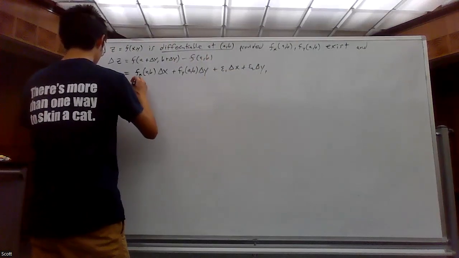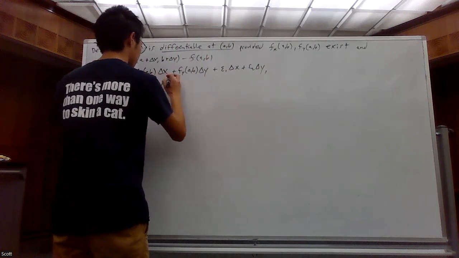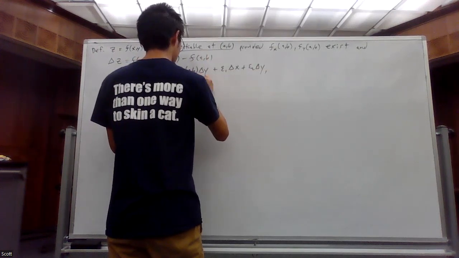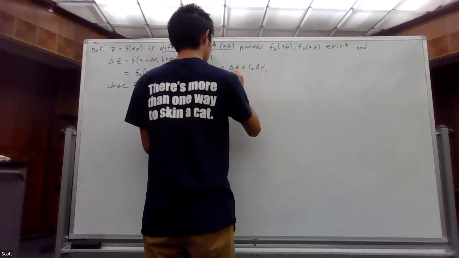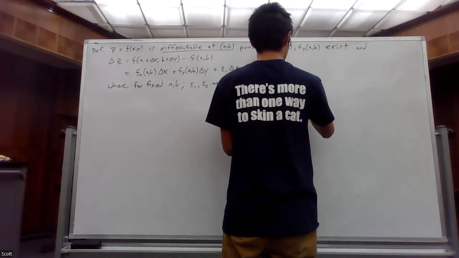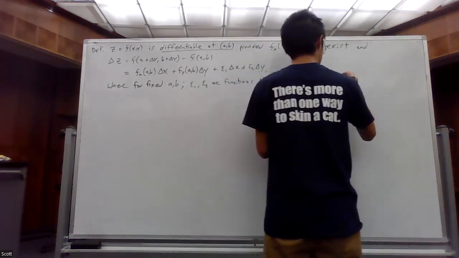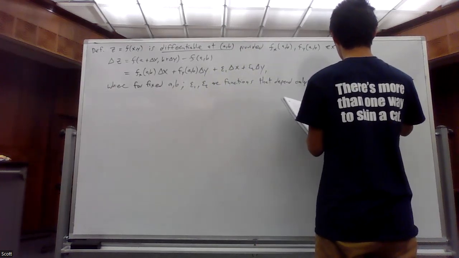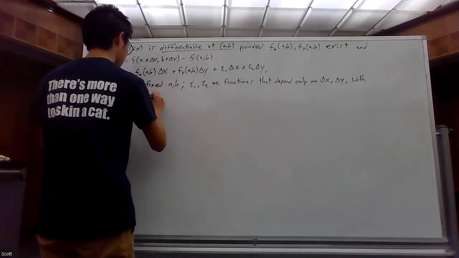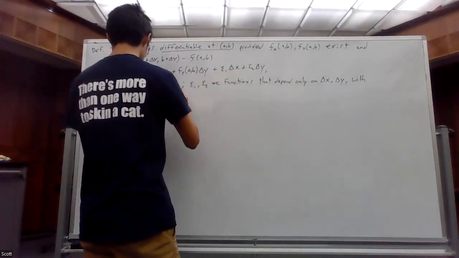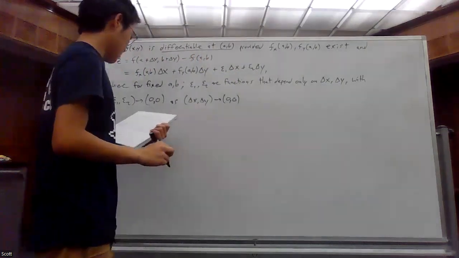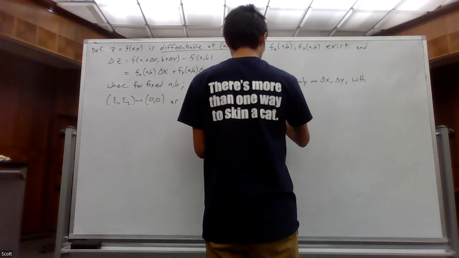where, for fixed (a,b), so once we fix what a and b are supposed to be, epsilon 1 and epsilon 2 are functions that depend totally on delta x and delta y, with a limiting condition where epsilon 1 and epsilon 2 go to 0, so they're getting smaller as our nudges in x and y approach nothing. So infinitesimally precise.